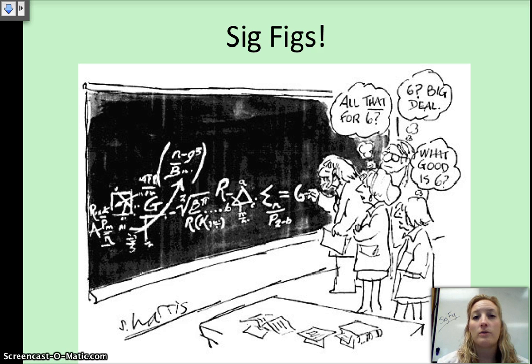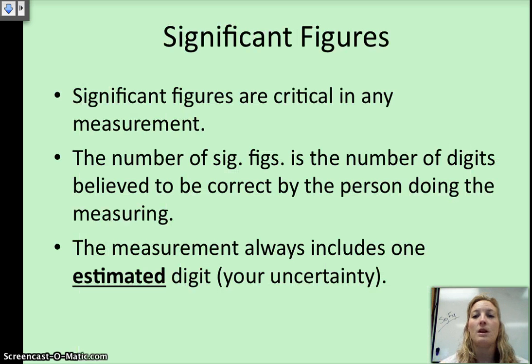As we've been going through this measurement unit, I've noticed that a lot of you keep asking me, well, what do I round to? How many decimal places do you want? Well, it's not really up to me how many decimal places I want. It's up to your measurement, because your measurement can only be as accurate as you measure things. So when we're talking about significant figures, essentially all we're talking about is the number of digits believed to be correct by the person doing the measuring.